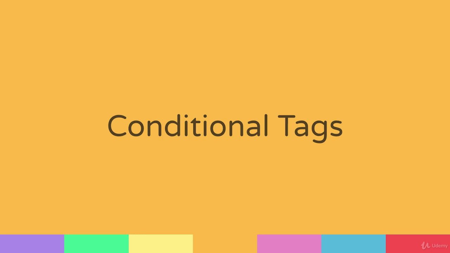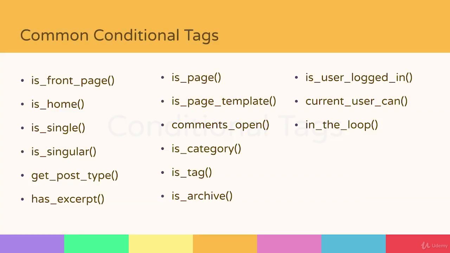Conditional tags are some of the most helpful tags in WordPress to allow you to customize exactly what you want to display in a specific context. Now, we actually looked at conditional tags very early on in this course, so some of these may look familiar to you. We've even used some of them throughout this course.